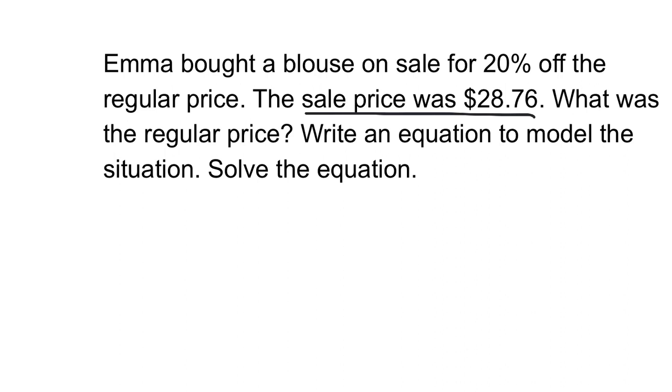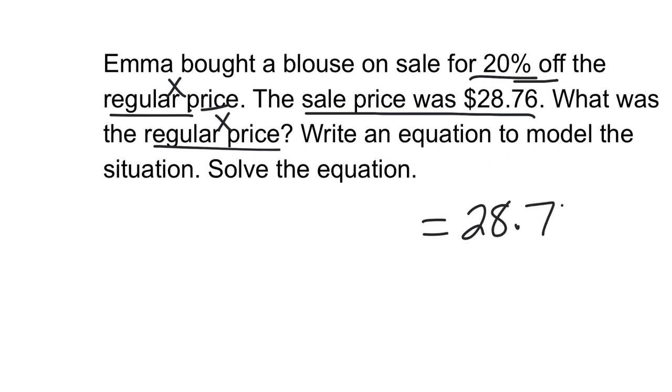She bought one on sale for 20% off the regular price, and we're trying to find the regular price. So regular price is going to be X. We've got to show 20% off of that regular price to equal what she actually paid. So it's going to equal $28.76, because that's the total she actually paid. Now, this is a little bit different than the last one. The last one, we had the cost of the shirt plus tax on the shirt to get the total with tax included. Now we're trying to get the sale price with the 20% off included.